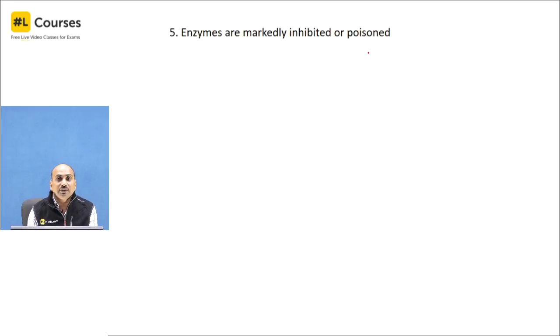The next point which you are talking about is that enzymes are markedly inhibited or poisoned by certain substances. Similar to earlier, when we discussed chemical catalysis, there also we find the activities get poisoned. So here also the same phenomenon occurs. The catalytic activity of an enzyme is often reduced, which in a biological system we call inhibited, or completely destroyed or poisoned by the addition of other substances.